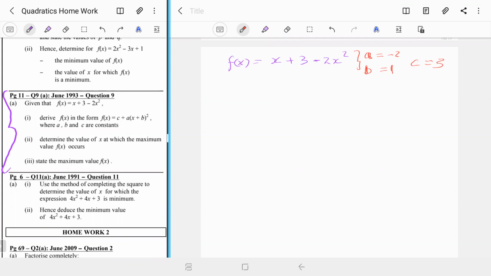The A is the number in front of the x squared. I cannot ignore the negative sign. The B is the number in front of the x. This time there's no number in front of the x, but you know there's a hidden 1 there. And then the C is the constant term in the expression right here.